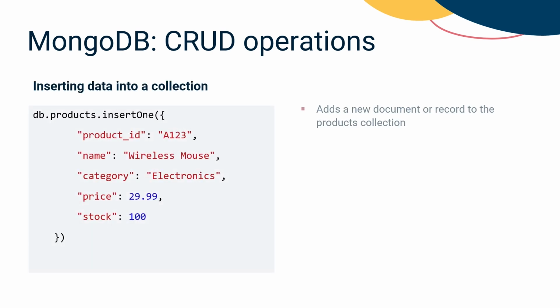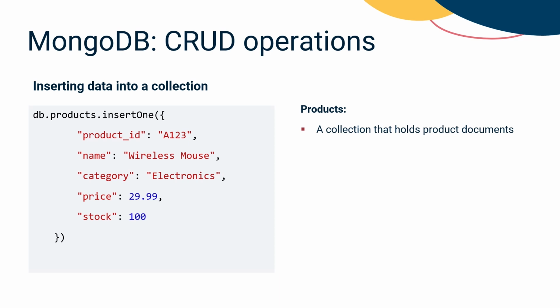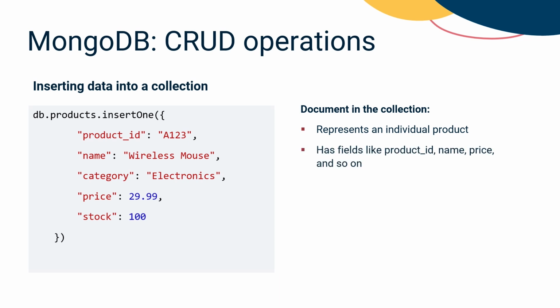Now that you understand the basic structure, let's understand each of the create, retrieve, update, and delete queries. This code adds a new document or record to the products collection by using the insertOne method on the products collection. Here, products is a collection that holds product documents. If products does not already exist, MongoDB automatically creates it when the first document is inserted. Each document in the collection represents an individual product, with fields such as product ID, name, price, and so on.